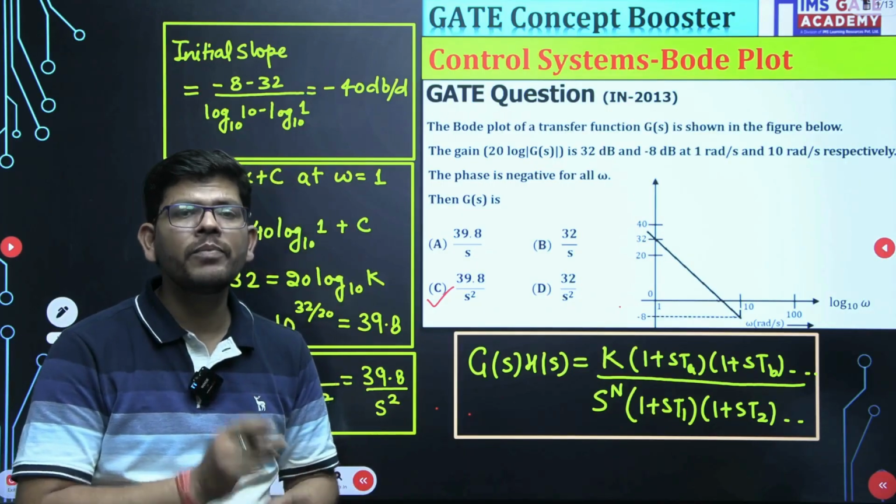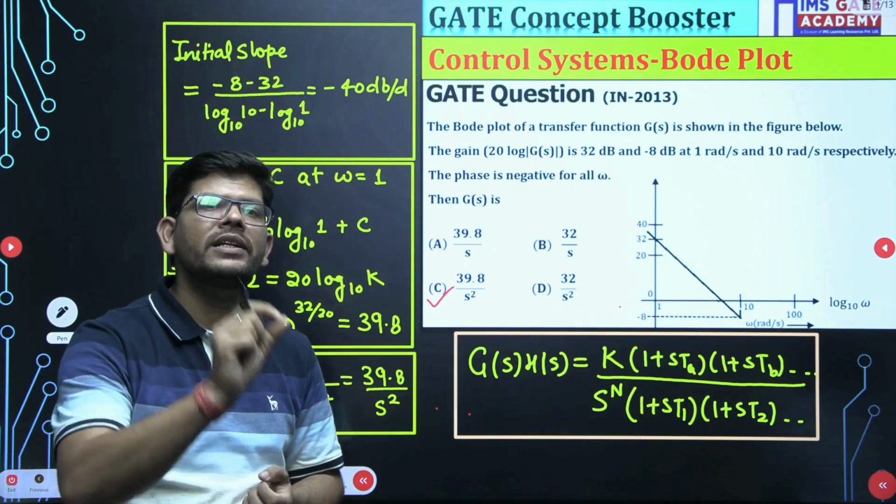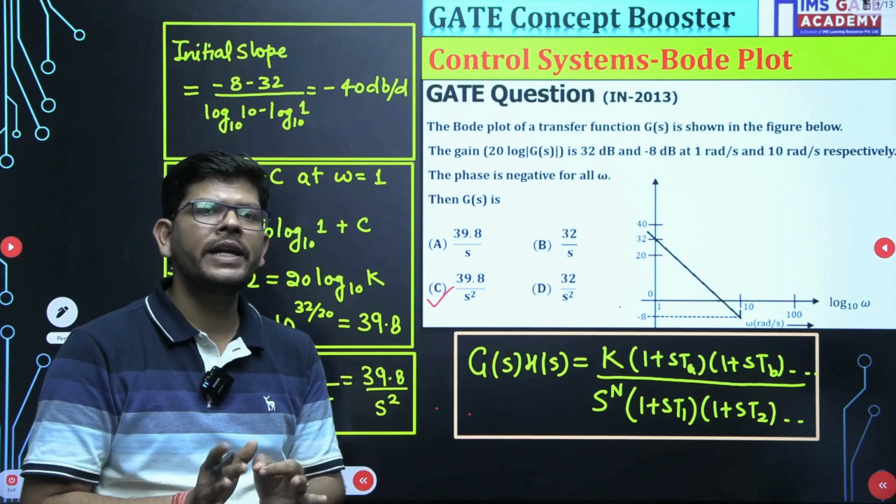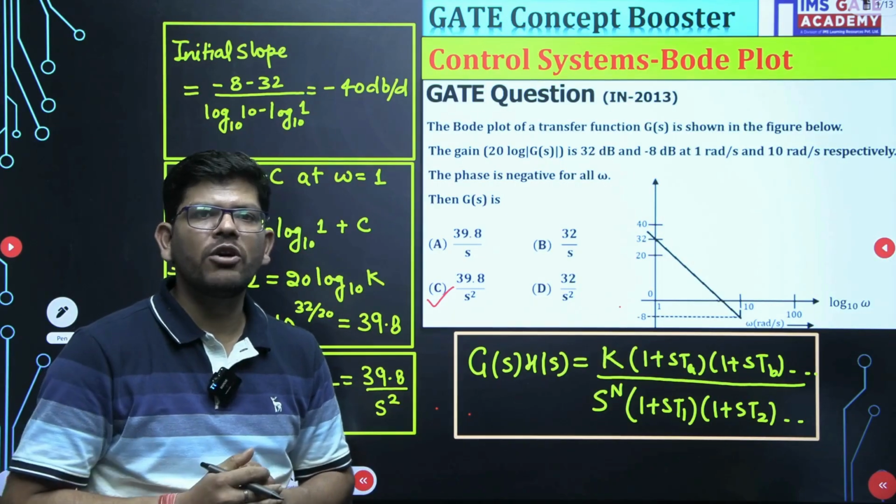So the initial slope, the value of K, and what the simple poles and simple zeros are and where they are present, this is what you will determine, and you can easily crack this question of Bode plot.